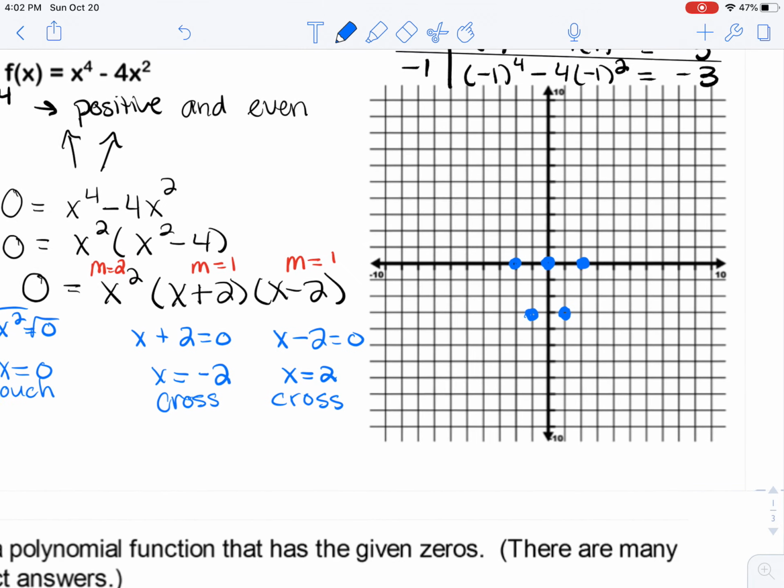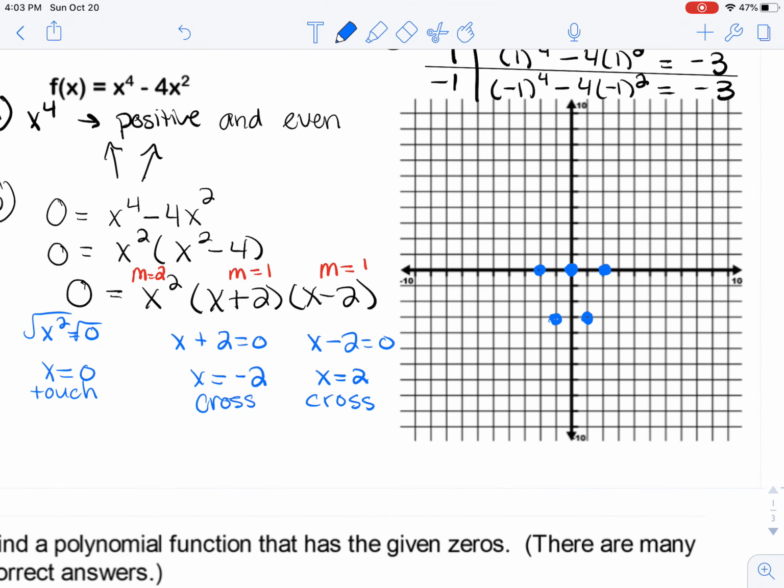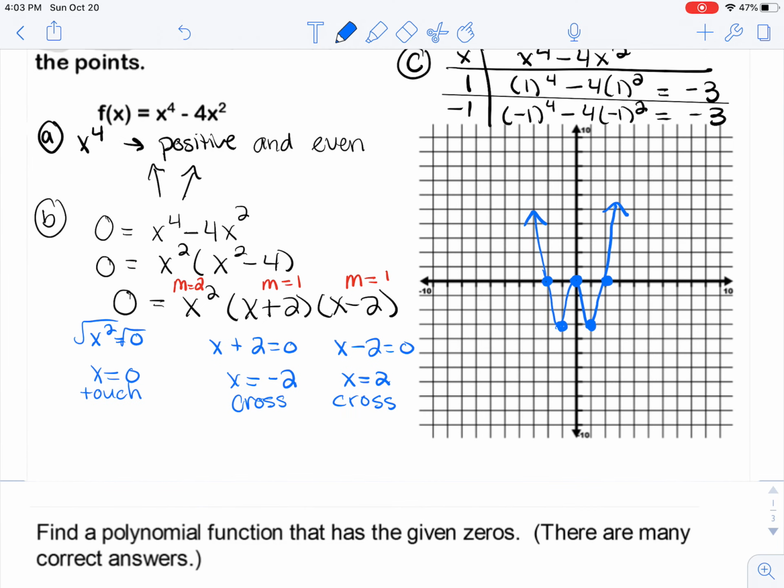Alright, so we know the end behavior rises to the left and to the right. So from negative 2, we know that it's going to rise to the left. Then it's going to cross at negative 2. It's going to hit this point that we had in our table. At 0, it is going to just touch and then go down to that point. And then we know it's going to cross at 2. And that it's going to rise to the right. So that is our final graph. Okay?